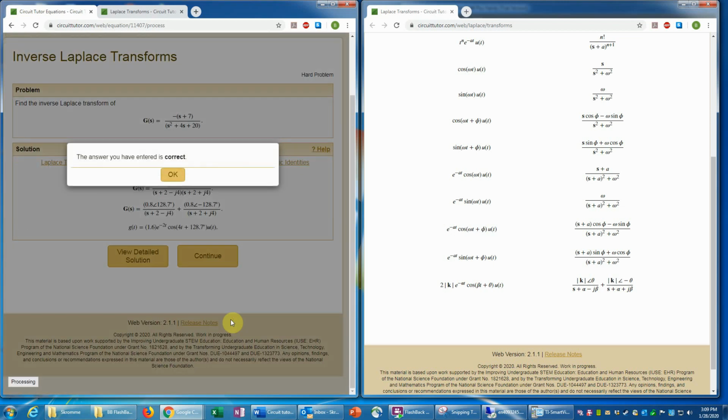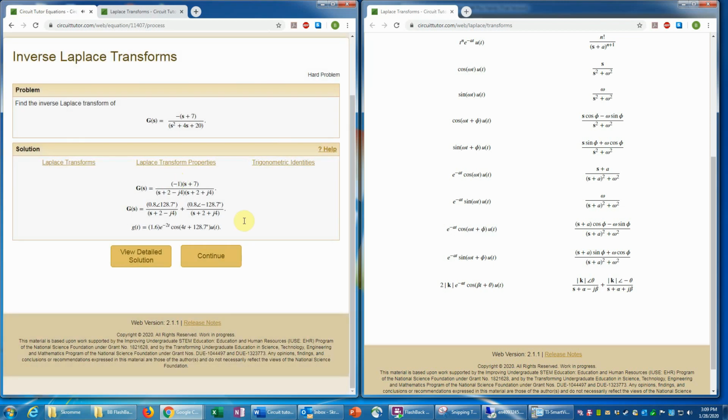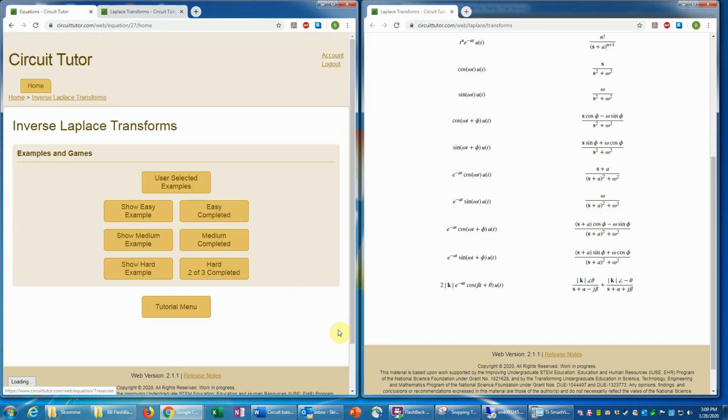Okay, so let's check that, and that is correct. So that will give me a brief summary of what I just did in that expression. And again, I can always view a detailed solution similar to what I would have in an example. So for right now, I'm just going to continue. And let's work now the third type of problem on this level.